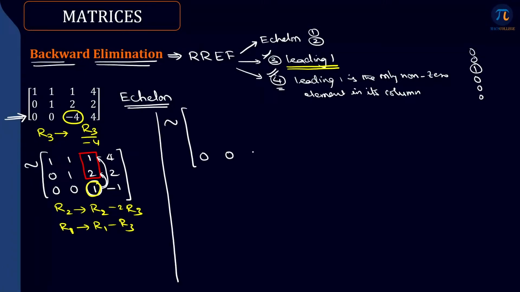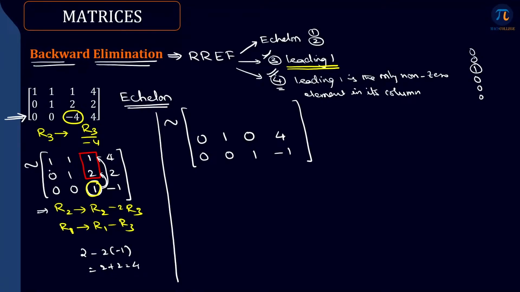The last row remains the same. Now, what about the previous row? This is 0 minus 2 times 0, 0 only. 1 minus 2 times 0, that is 1 only. 2 minus 2, which is 0. Then 2 minus 2 into minus 1, which is 2 plus 2, which is 4. So you get 4 here.